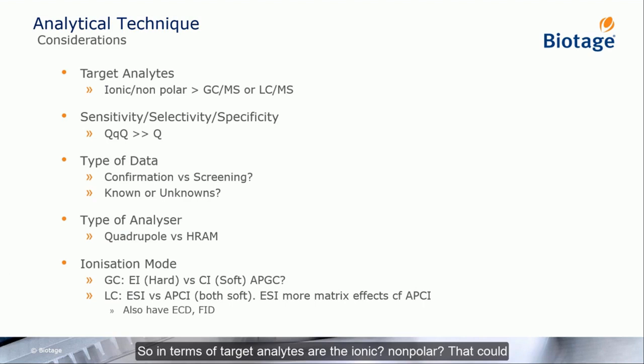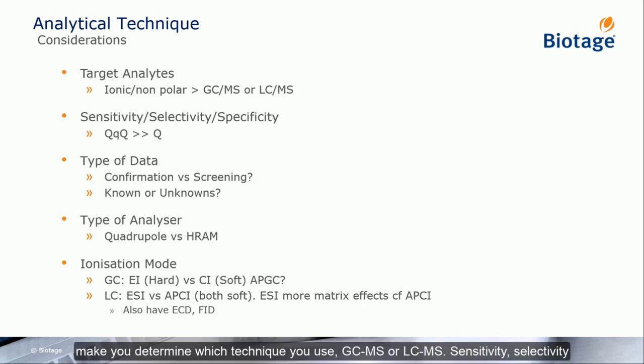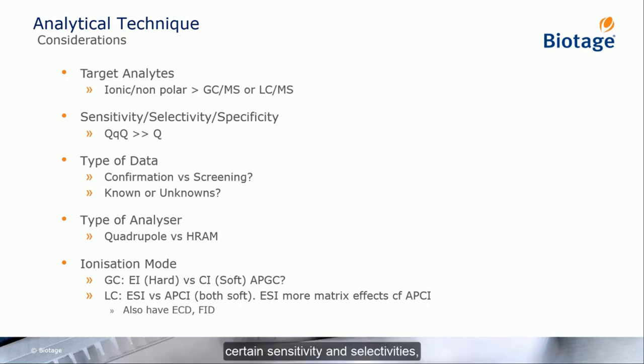So in terms of target analytes, are they ionic, non-polar? That could make you determine which technique you use, GCMS or LCMS. Sensitivity, selectivity, or specificity. Do you go with a triple quad? Do you need to get to the really low levels? Sensitivity and selectivity is generally better on a triple quad. What type of data do you need? Is it confirmation or is it screening? Are you looking for knowns or unknowns? Again, can all drive you in a certain direction.